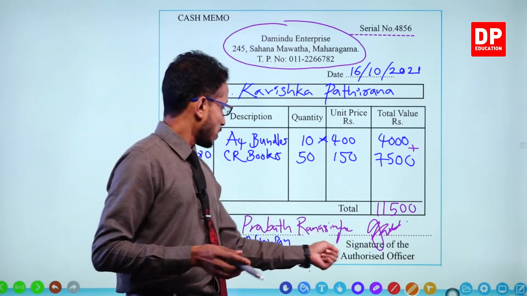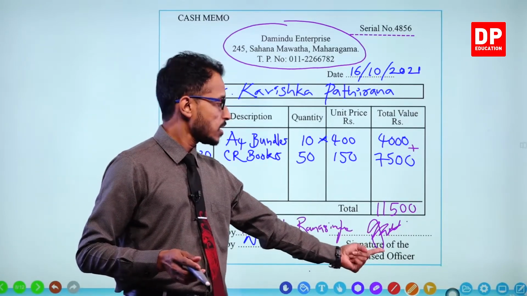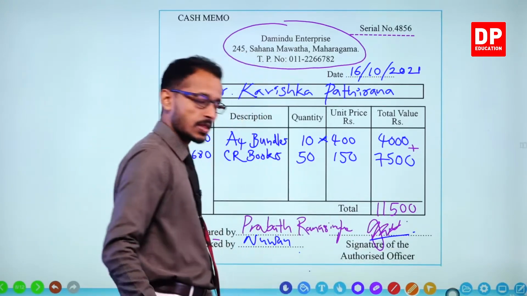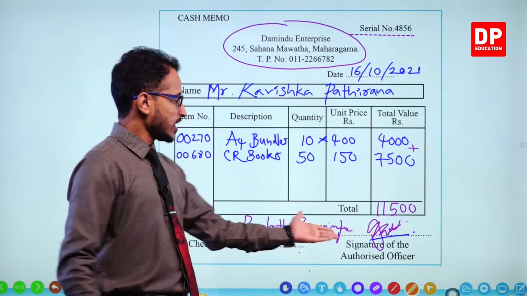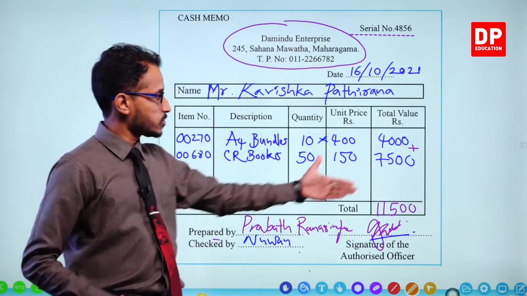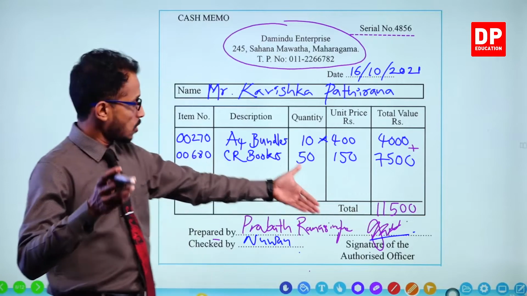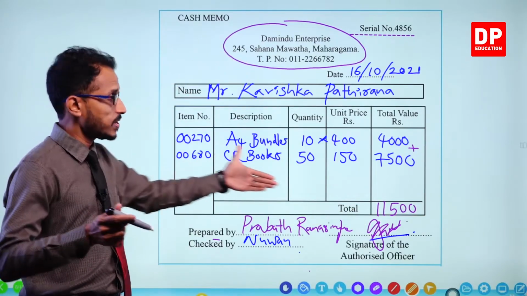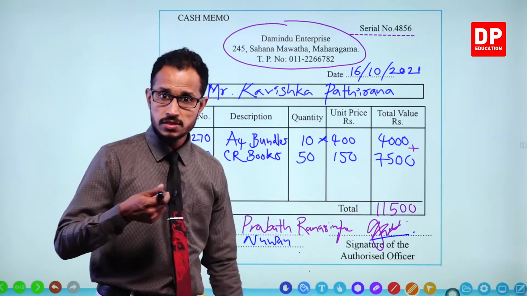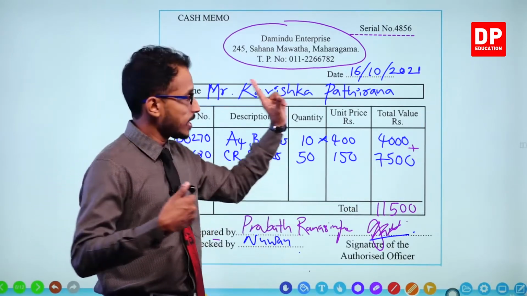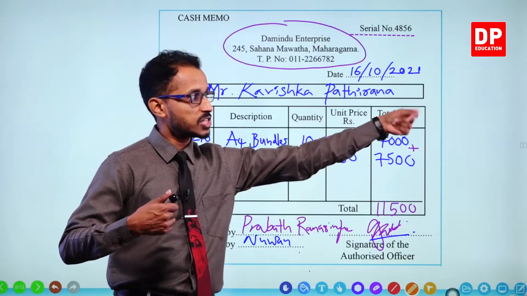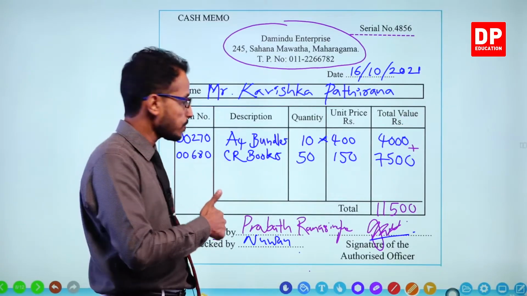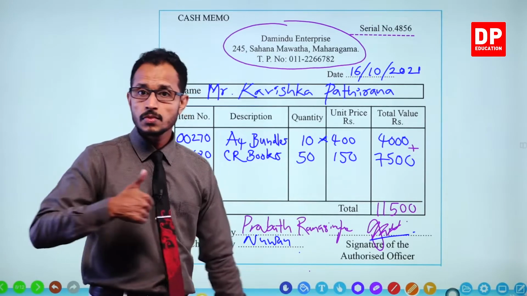And signature of the authorized officer. The signature. Signed and finalized, the bill or the receipt is ready. The copy of this bill we should keep in our hands in the business, and the original should be given to Kavishka, the customer. That's it. Okay.